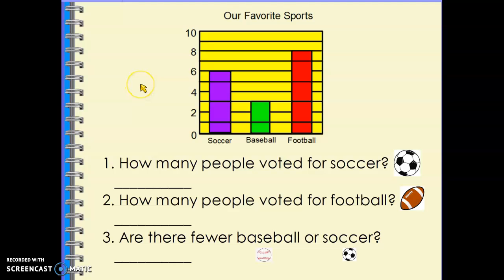Hi guys, let's continue with our bar graphs. Here we have a bar graph for our favorite sports. That's our title. We have soccer, baseball, football, and then we have the number of votes.